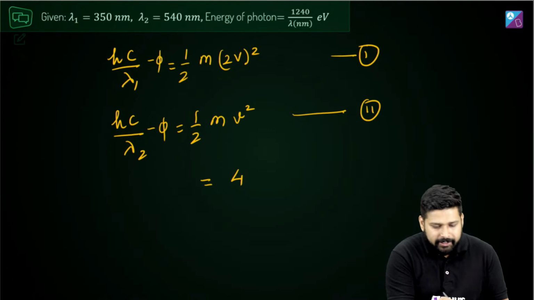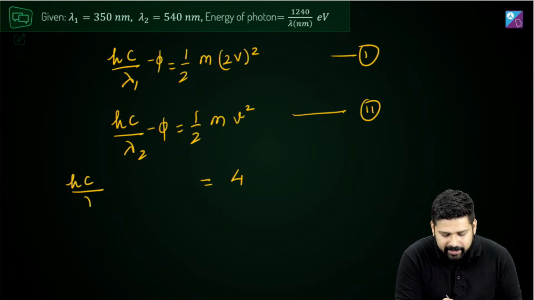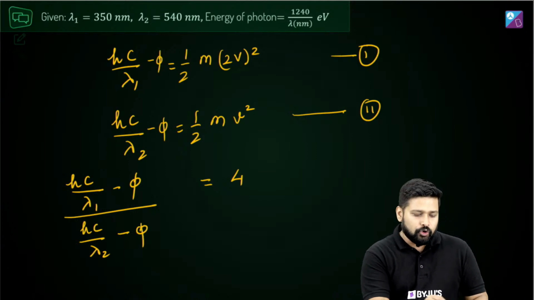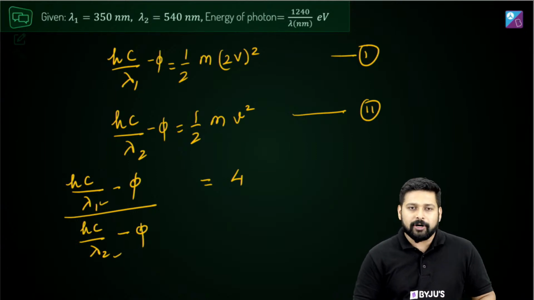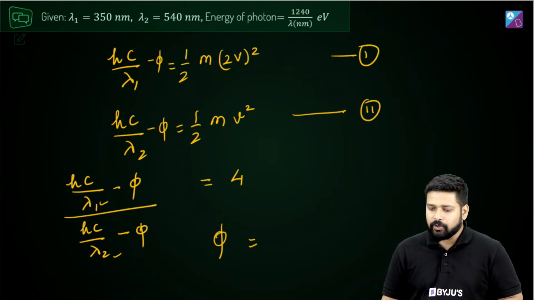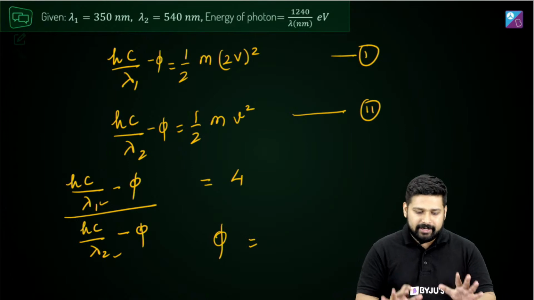What do you get on the other side? hc by lambda 1 minus 5 divided by hc by lambda 2 minus 5. ठीक है? Now from this you know the value of lambda 1, you know the value of lambda 2, rearrange and get the value of phi. Phi आपको निकालनी है, okay? Just rearrange and get the value of phi.